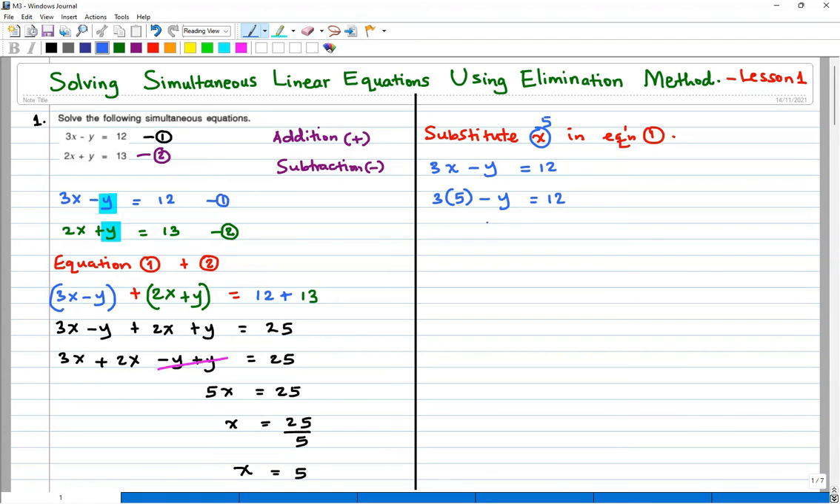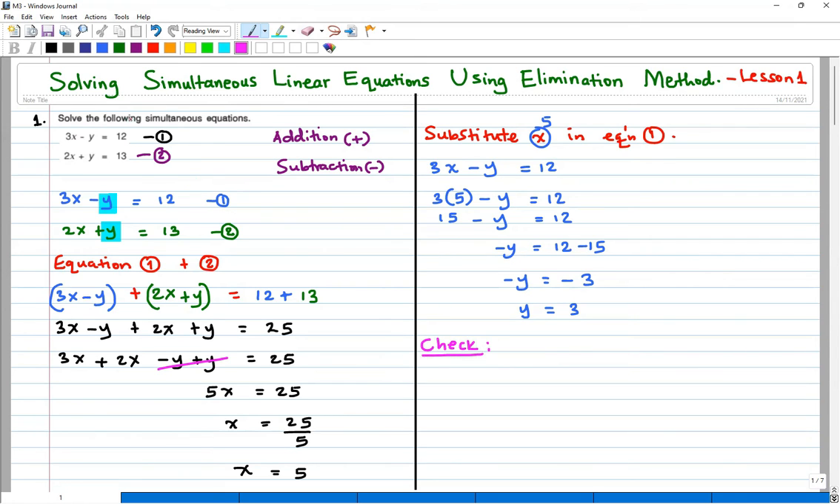And now 15 minus y is equal to 12. Minus y is equal to 12 minus 15. And minus y is equal to minus 3. So y is equal to 3. Okay? Now we know the value of x and we know the value of y. Let us verify the answer. Let us check if the answer is correct.